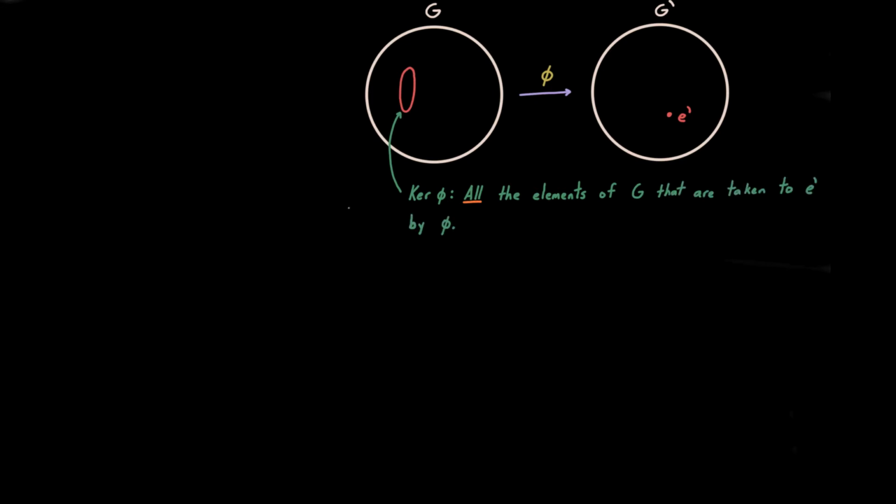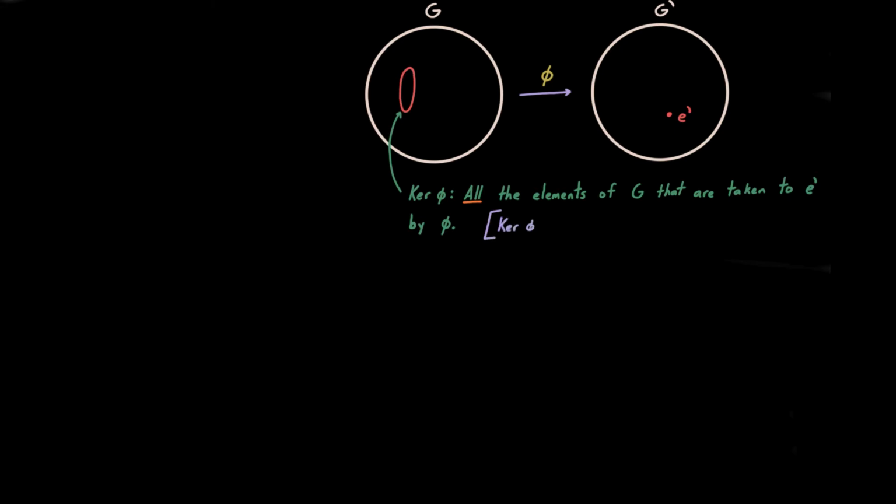Hey everybody, welcome to another abstract algebra video, a follow-up to the last one in which I want to talk about another important result regarding homomorphisms. Let's let E' be the identity element of G', and that subset there indicated by the red oval is called the kernel of phi. This is a subset in G, and it is all the elements of plain old G that get taken to E' by phi.